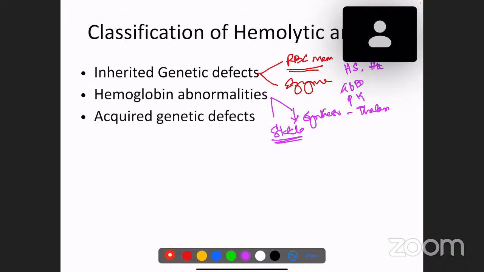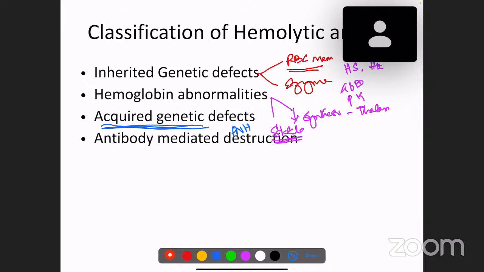Then acquired genetic defect. Please remember the one and only cause of acquired genetic defect. What is that? It is PNH, paroxysmal nocturnal hemoglobinuria. The only acquired genetic defect is PNH, followed by antibody-mediated destruction. Antibody-mediated destruction can be because of Rh diseases, hemolytic disease of newborn, or any autoimmune disorders.